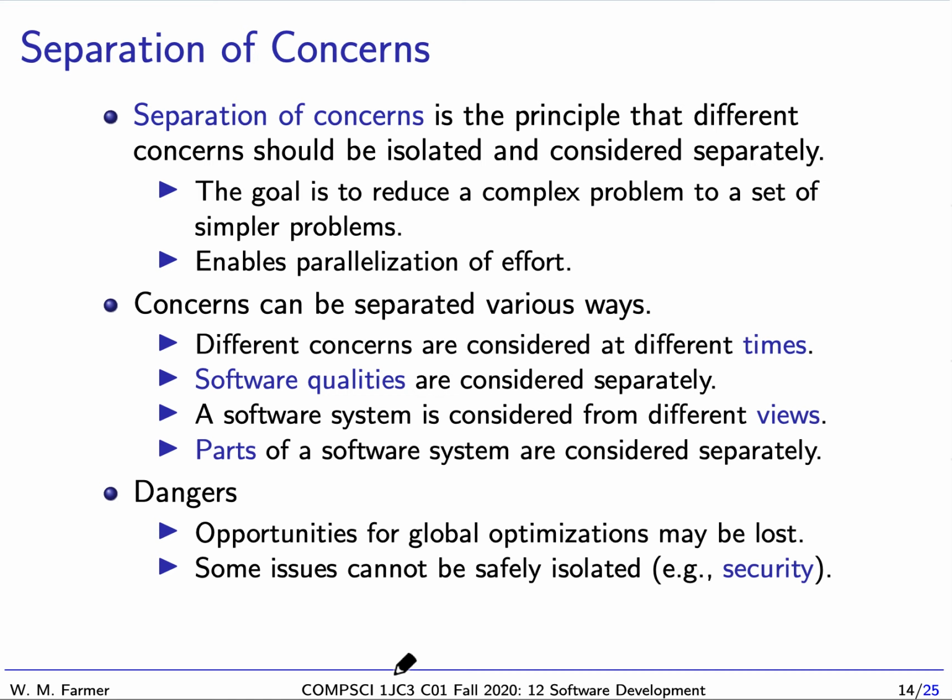Now, separation of concerns does involve some dangers. One is that opportunities for global optimizations may be lost because you're looking at things separately. You're not looking at them as a whole. And I would argue that in real life, many of the most difficult problems to solve are problems that are not able to be solved using separation of concerns. They're problems that are complex. They have to be solved, a whole series of problems together. Another danger is that some issues just can't be separated out. They can't be isolated. And we've already talked about one such issue, security.